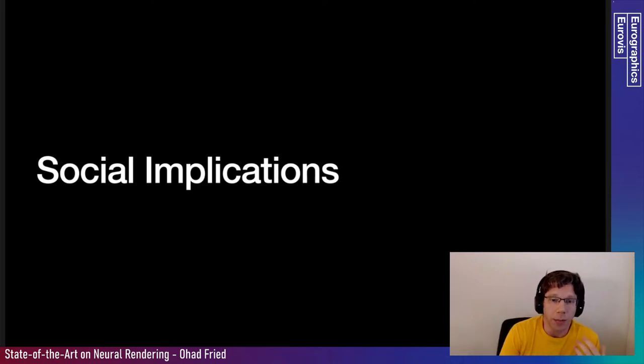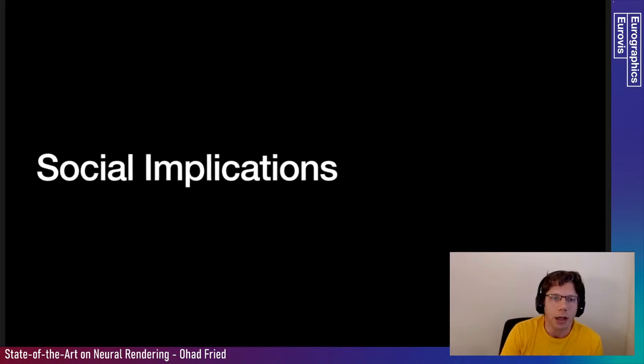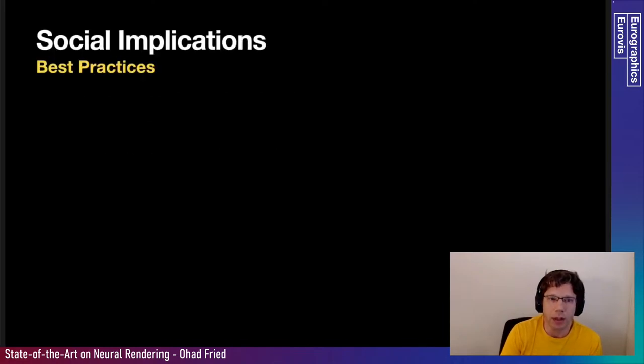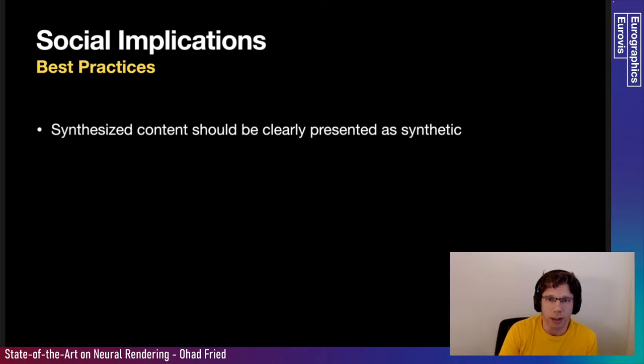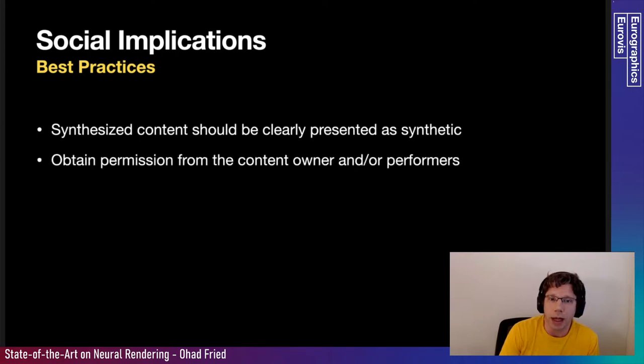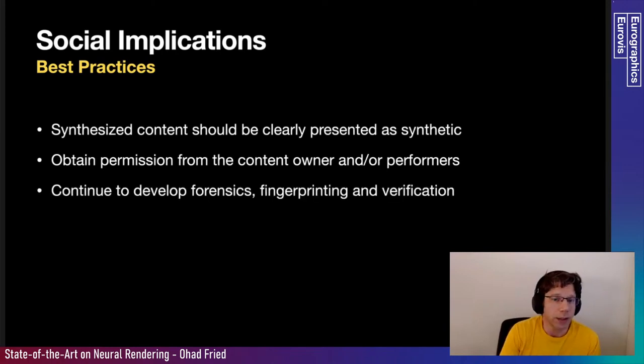But I would like to at least mention a few best practices in terms of social implications, what can we do. First off, synthesized content should be clearly presented as synthetic when we share it broadly. This might be obvious from context or using an embedded label or informative descriptions. And also, whenever a human is being synthesized, artists should obtain permission both from the content owner and also from the person who is being synthesized. We also believe that forensic efforts are extremely important, and indeed we are involved in forensic research to detect synthetic content and verify authentic media.